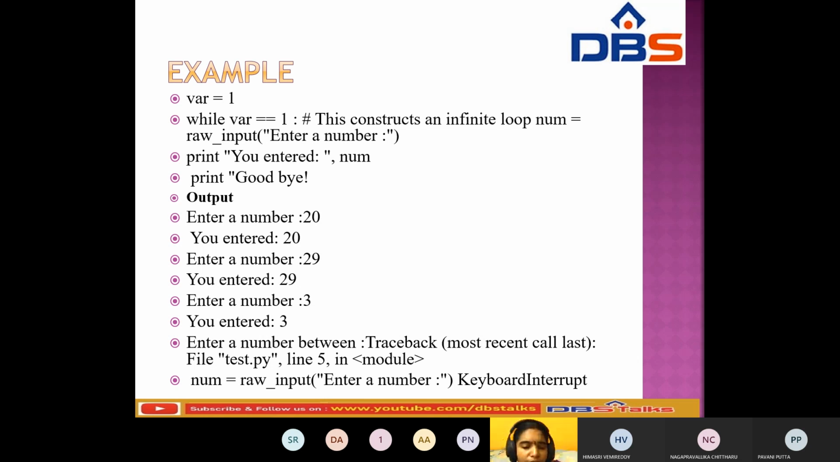For example, you get enter a number: 20, 29, 3, like that. You have to enter some number here. This is the keyboard interrupt. The condition never becomes false here. But if you do not enter a number and give some string instead, at that time you get an error.